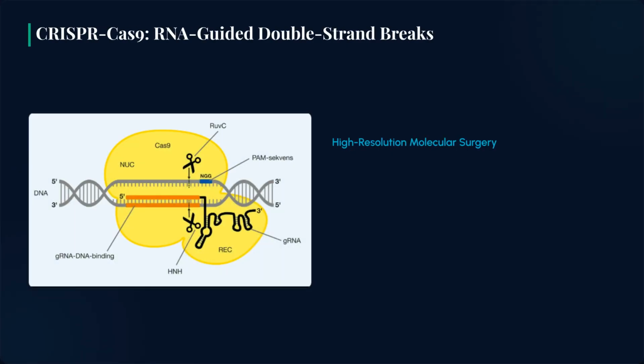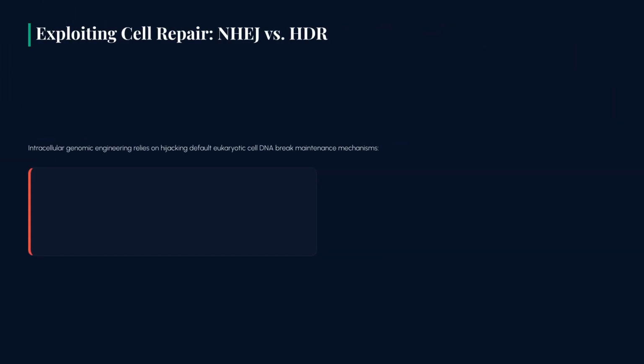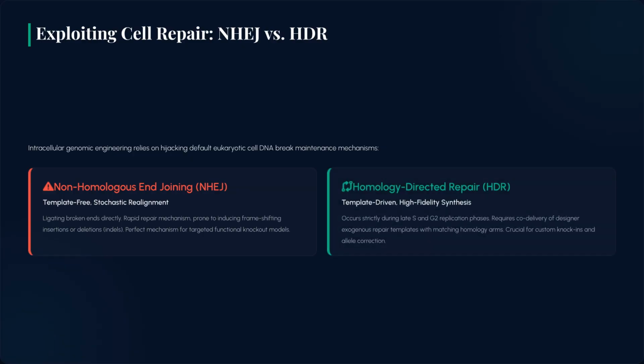CRISPR-Cas9 enables high-resolution molecular surgery by creating RNA-guided double-strand breaks. This requires a programmable spacer target in the sgRNA and adherence to structural constraints defined by the PAM sequence. Intracellular genomic engineering exploits two primary cell repair mechanisms: non-homologous end joining, or NHEJ, which is template-free and stochastic, and homology-directed repair, or HDR, which is template-driven and high-fidelity.